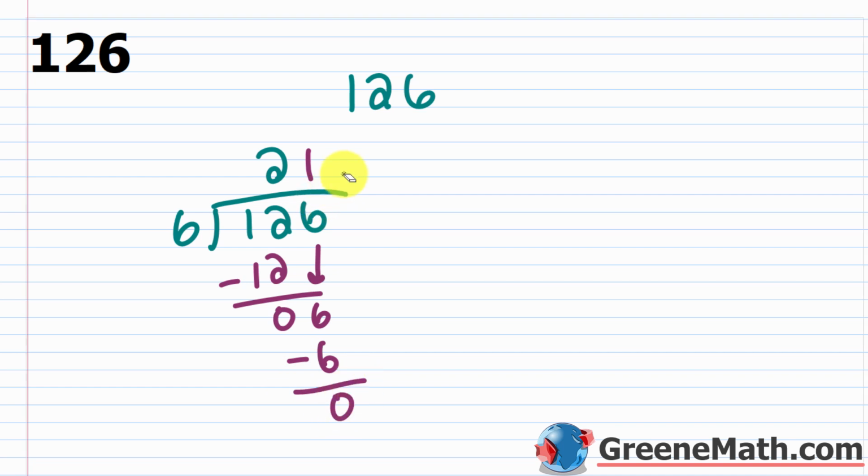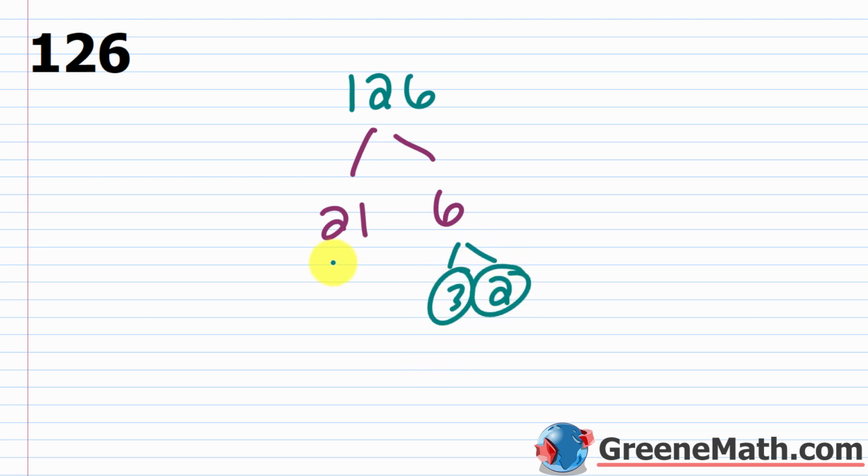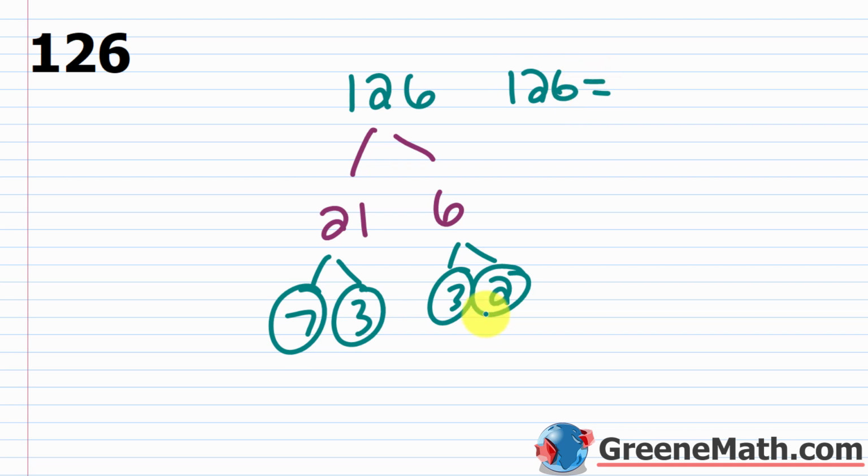So basically, you could do 21 times 6. So this would be 21 and 6. Now 21 and 6, neither of those is going to be prime. 6 is going to be 3 times 2. Let's circle these. 3 and 2 are both prime numbers. 21 is 7 times 3. Let's circle those. 7 and 3 are both prime numbers. So 126 would be equal to 1 factor of 2, and then times 2 factors of 3, so 3 squared, and then times 1 factor of 7.